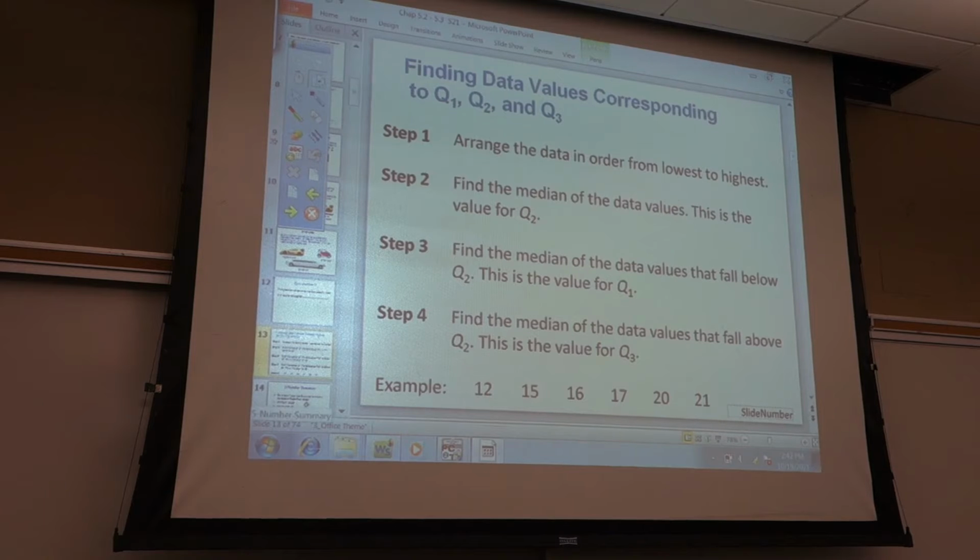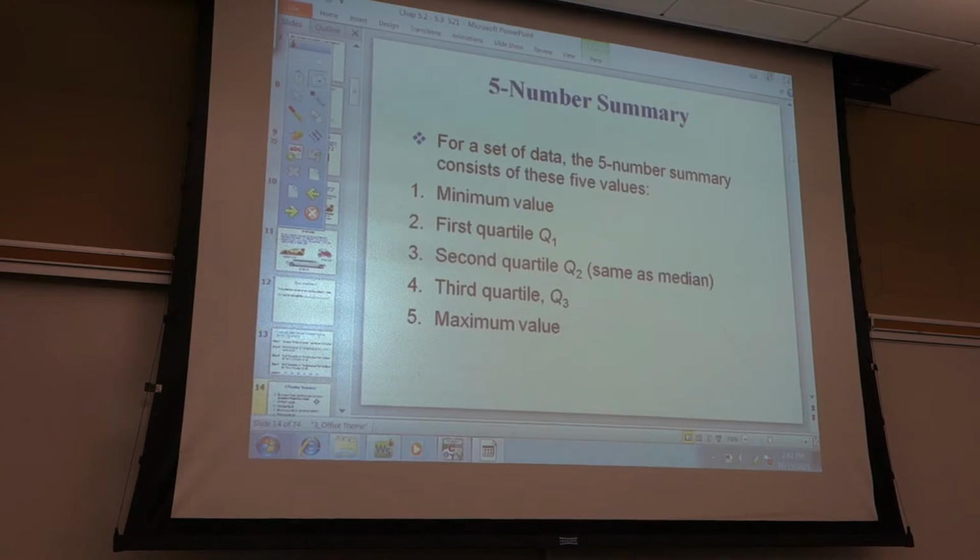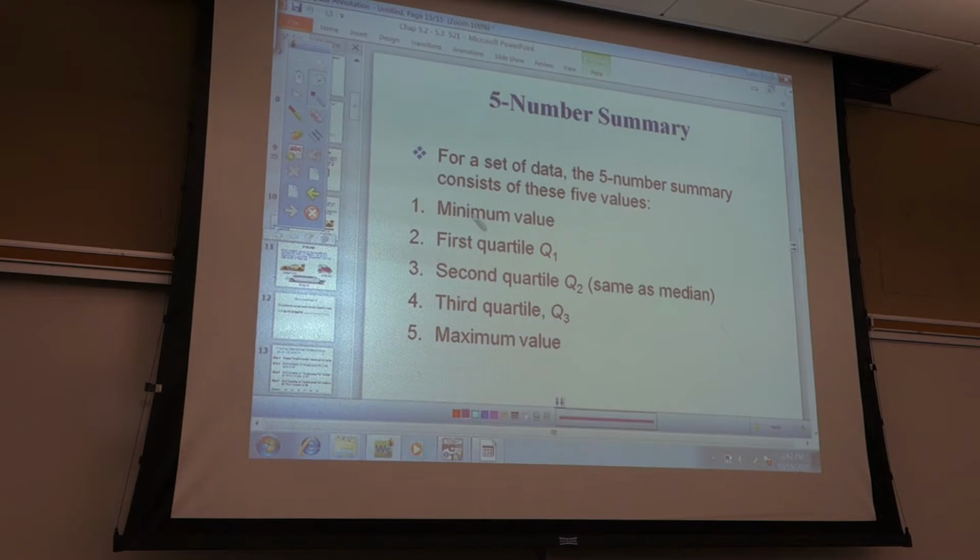Or if that gives you trouble, then again you can just do what I did before, which is you split your data perfectly in half first. Find your Q1, find your Q3, and then find the median. If you have trouble with doing it that way. The 5-number summary again is your minimum, your Q1, your Q2, your Q3, and your max.